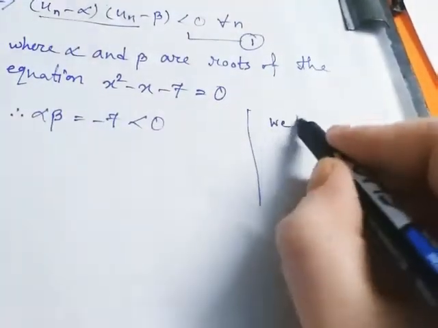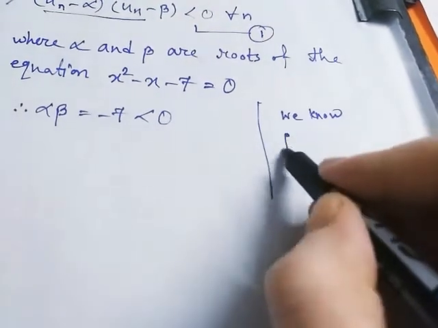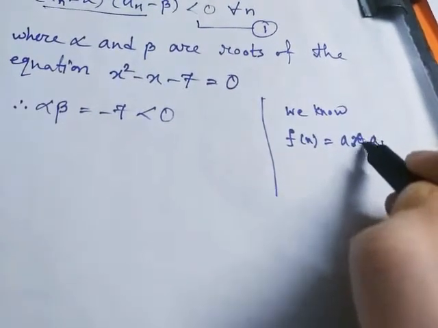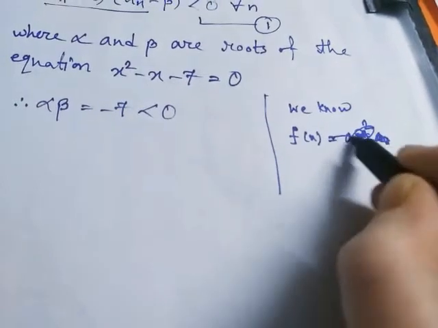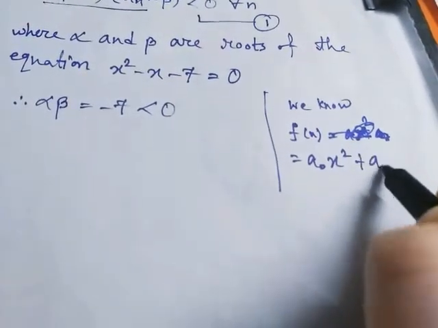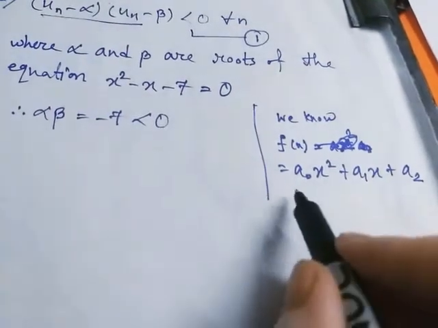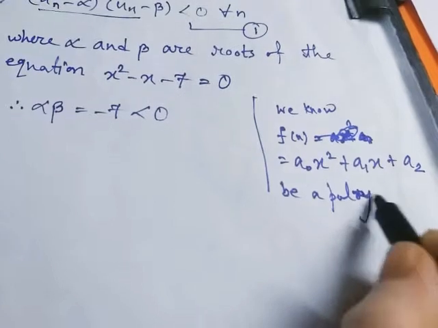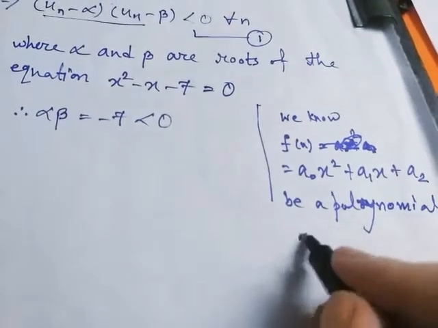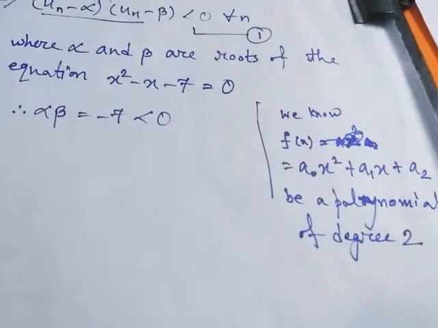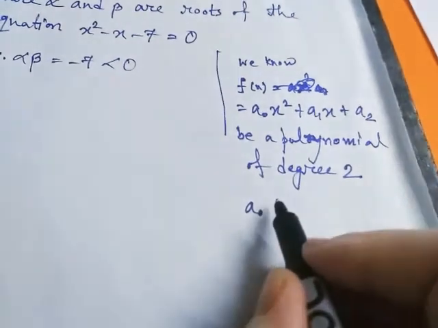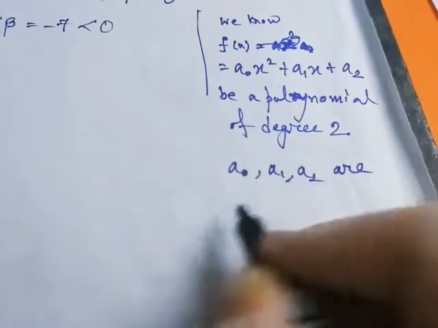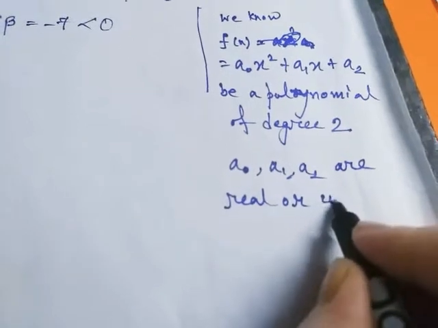We know if f(x) = a_0x² + a_1x + a_2 be a polynomial of degree 2, where a_0, a_1, a_2 are real or complex coefficients.